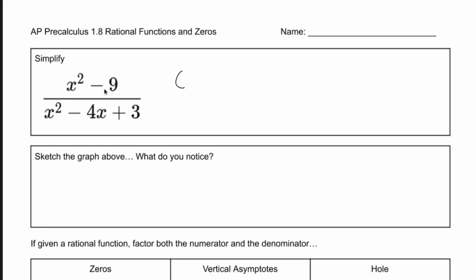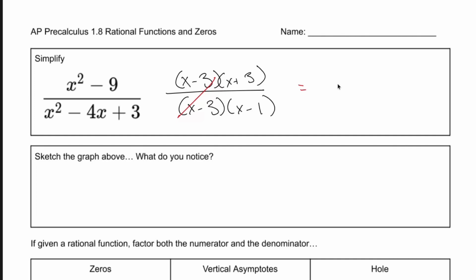Now, we have a difference of squares. Two numbers that add up to nothing, but multiply out to negative 9 are going to be x minus 3 and x plus 3 in no particular order. Two numbers that add up to negative 4, multiply out to positive 3 are going to be x minus 3 and x minus 1. Let's get a different marker, cross that out, and that leaves us with x plus 3 over x minus 1. Now, what did we notice after we plan on sketching this graph?